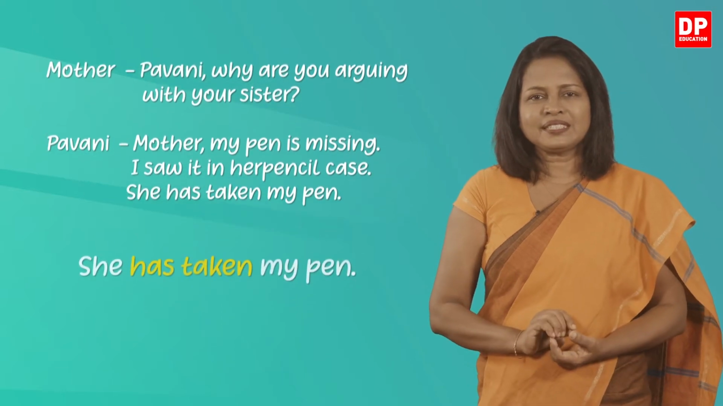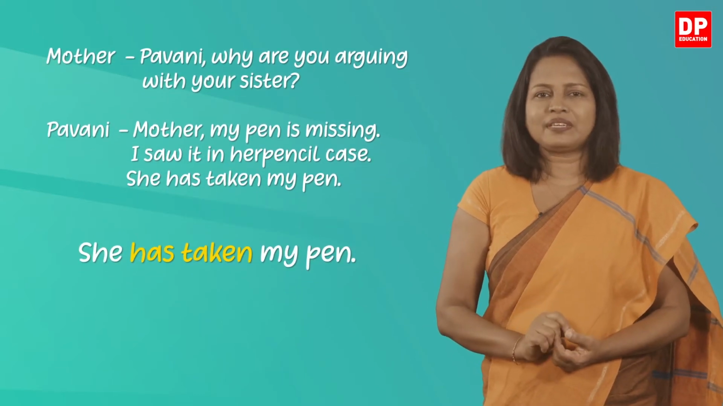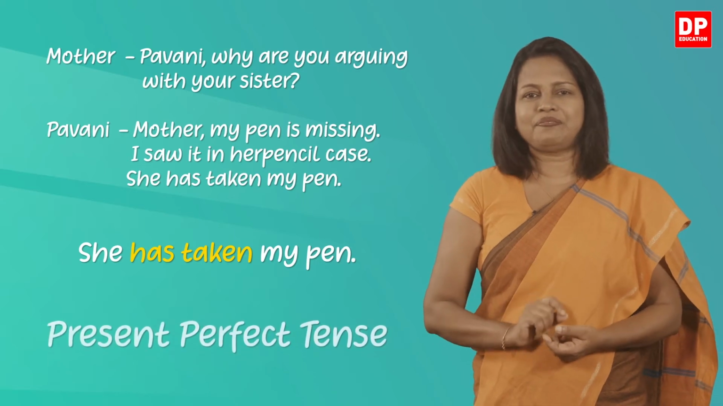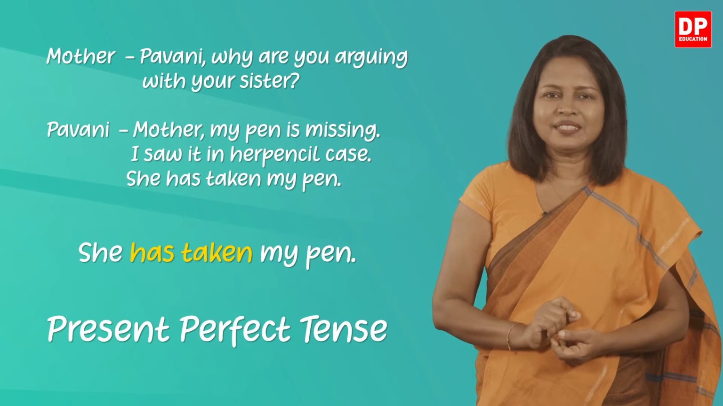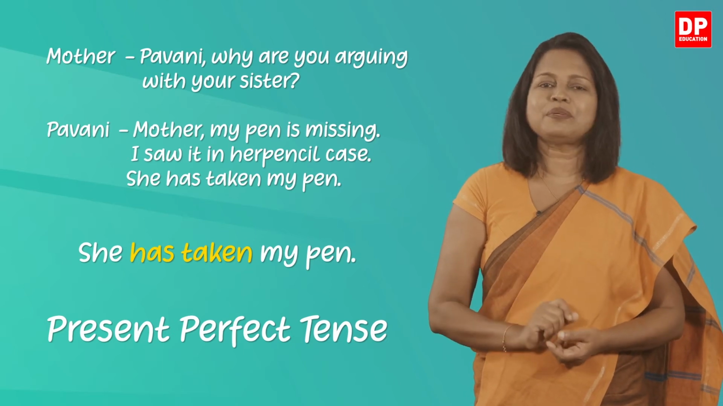When Pavani says she has taken my pen, she is using present perfect tense. Let me tell you more about present perfect tense using this same example situation. Children, Pavani's sister has taken Pavani's pen. Although this action of taking the pen is over by now, it has a connection to the present. The effect is felt in the present.